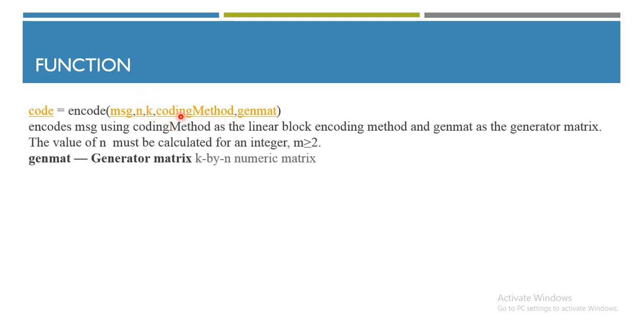Coding method is a method which we have to define. In this case the coding method which we are using is linear, and genmat is nothing but the generator matrix. The generator matrix is a k by n numeric matrix which is used for generating the code word. And here encode means this particular function is for encoding.